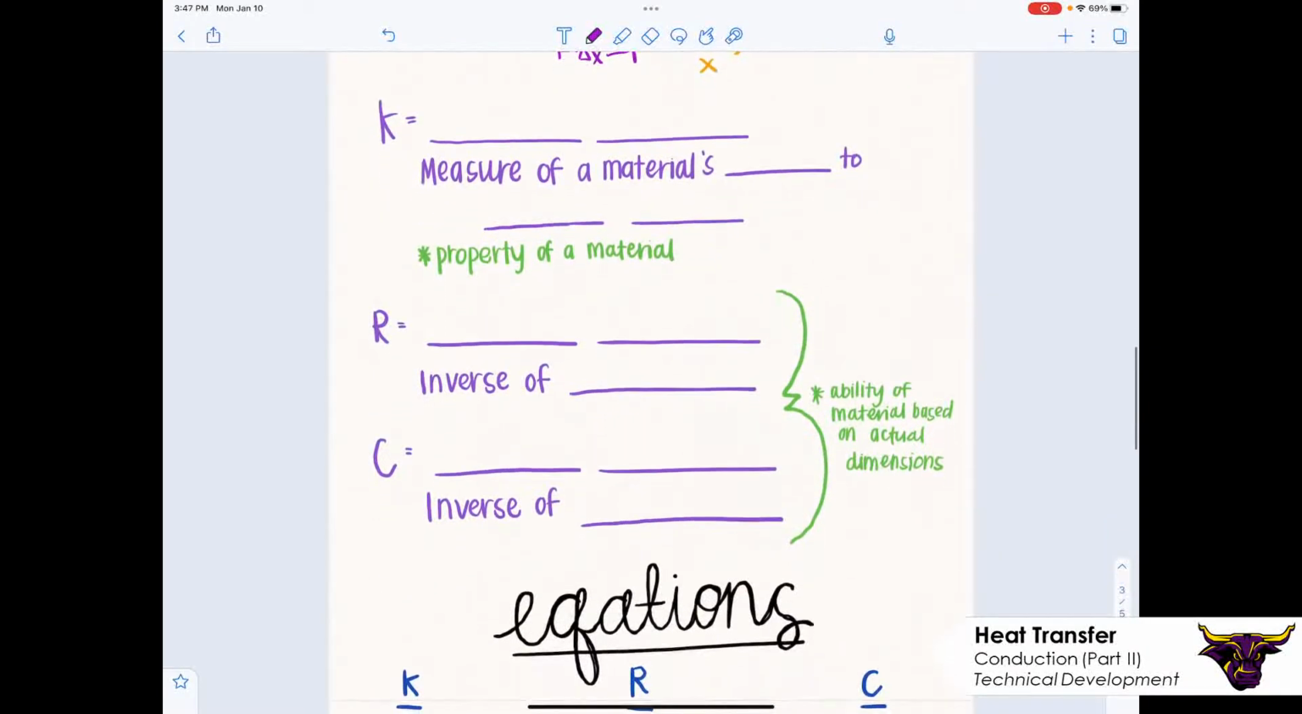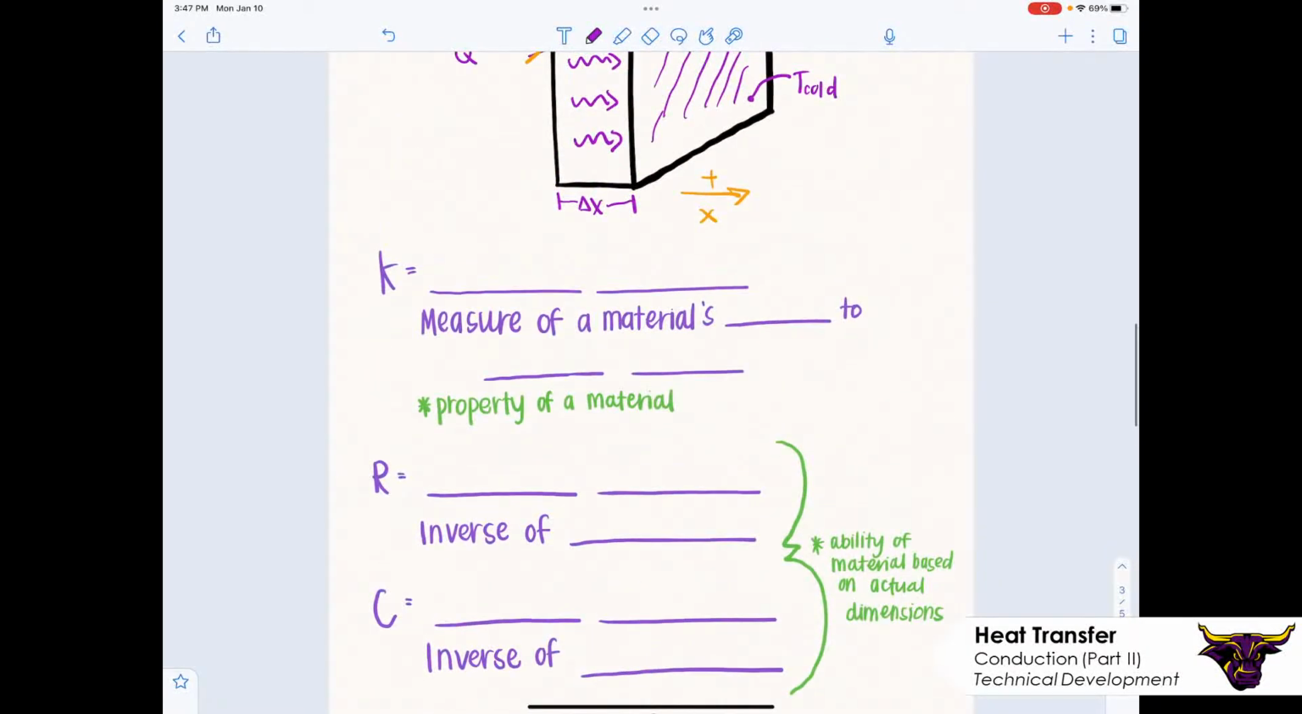Let's talk about this K, this thermal conductivity. And that thermal conductivity is really a measure of a material's ability to conduct heat. All right, and really you want to think about this as a property of the material.